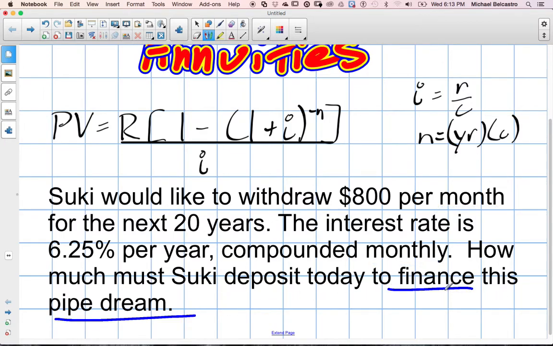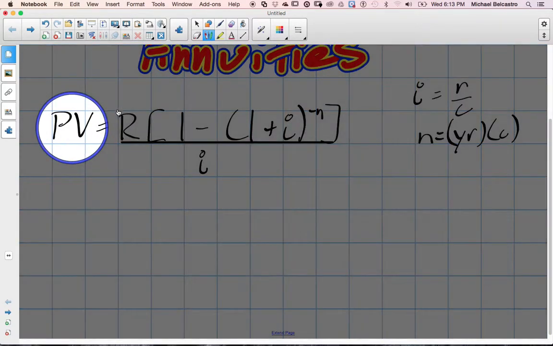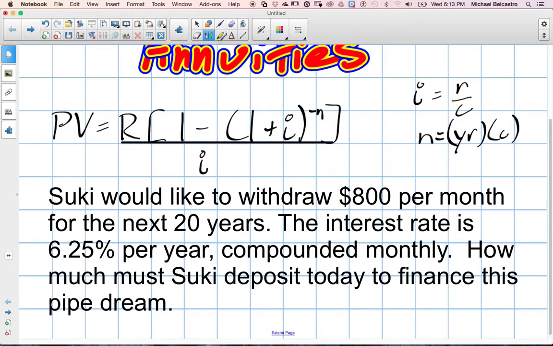Okay, so they're going to need a significant amount of money. And they want to know how much they need right now, and that's what the PV stands for. They have to calculate what the present value of all of this is going to be. So let's figure out present value. In order to do that, we have to calculate our I and our N first.